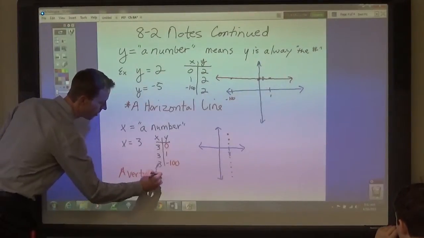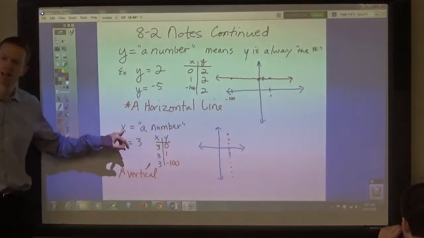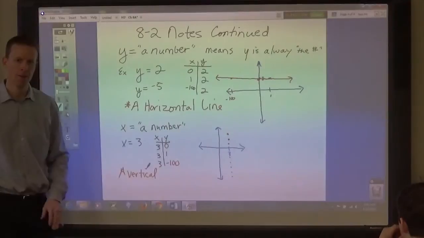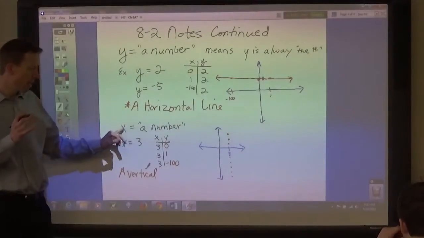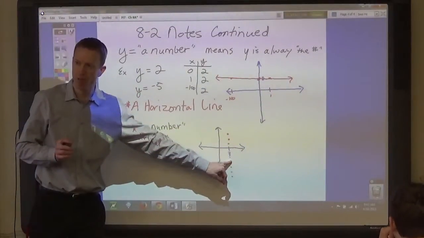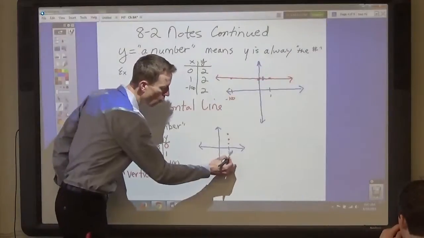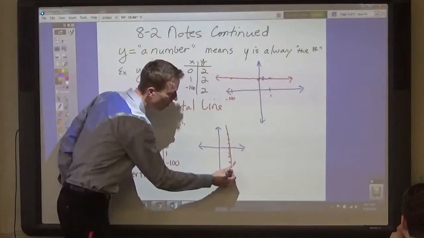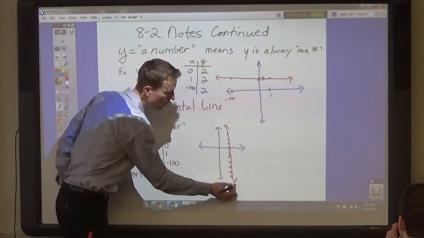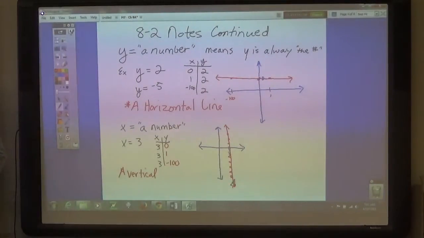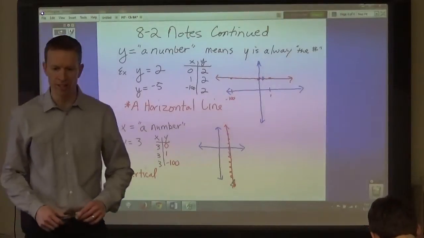Now, sometimes these are hard to remember because you think x is horizontal, because the x line is horizontal. Well, that's why it's helpful to remember that x is always the same number. Okay, if you remember that, then you can think about where those points would go. What would those points give you? And that helps you to remember which one is horizontal and which one is vertical. Okay? So, take a look at your assignment. Graph y equals 3.